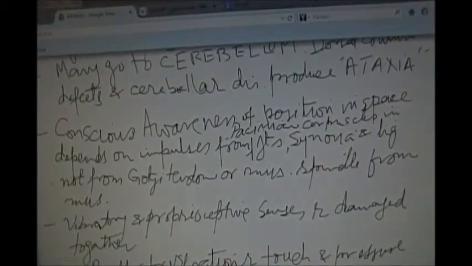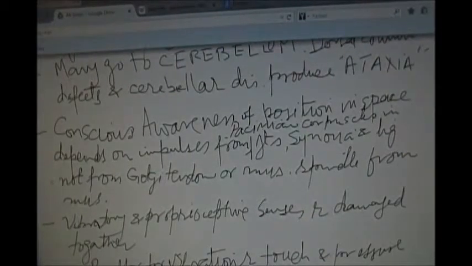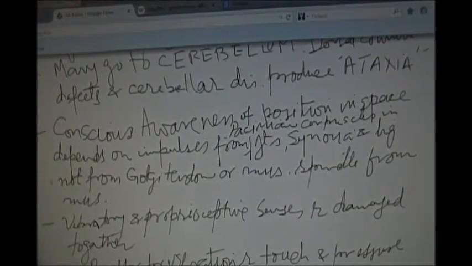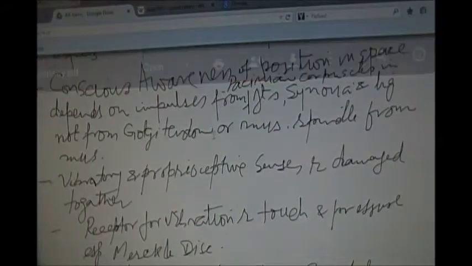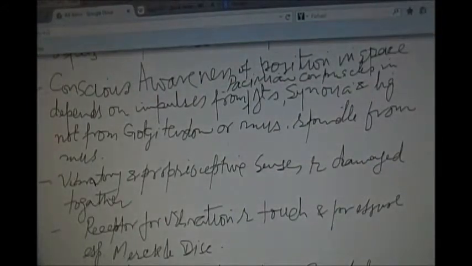What receptors are responsible for the position sense in space? It is the Pacinian corpuscles that are responsible for that. The conscious awareness of position in space depends on impulses from Pacinian corpuscles in the joints, synovia, and ligaments, and not from the Golgi tendon or muscle spindle from the muscles.